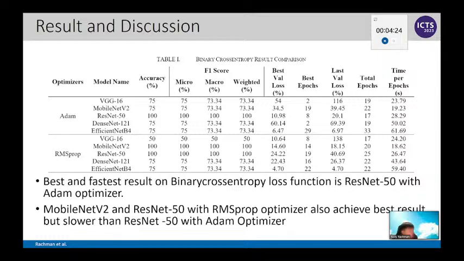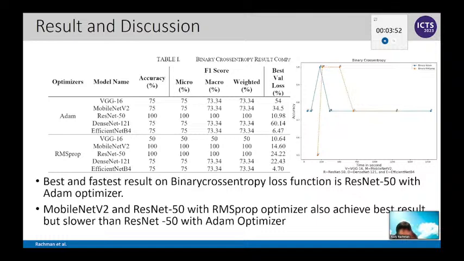We can see here VGG with RMSprop is the worst model, with accuracy of only 50%. The total number of epochs is 17, and the last validation loss is 138, which is really underfitting. Please click the slide. We can see in the visualization that ResNet 50 with Adam optimizer is the best and fastest result, followed by MobileNet V2 with RMSprop optimizer. The best and fastest is ResNet 50, and MobileNet is second best with RMSprop.